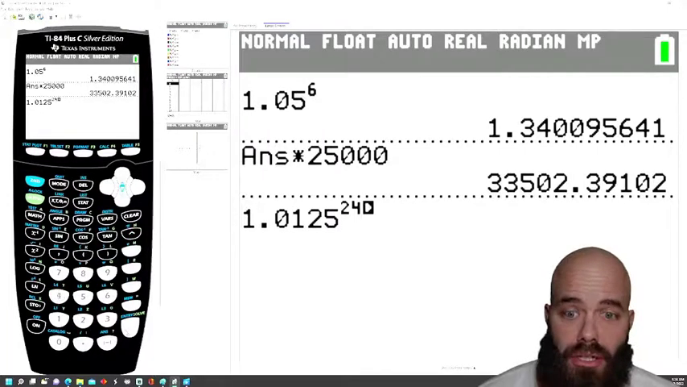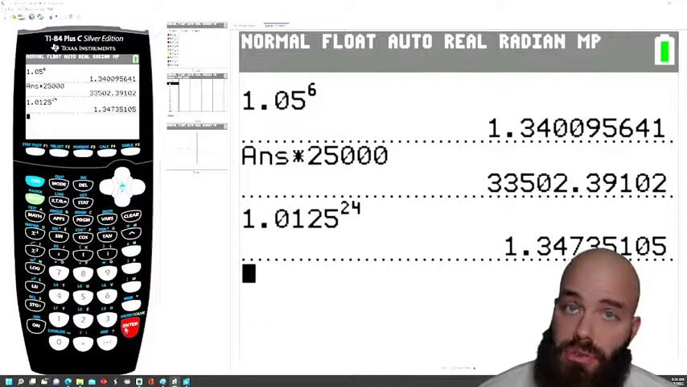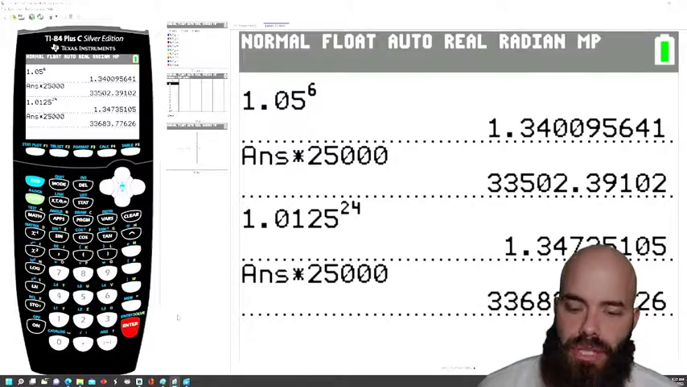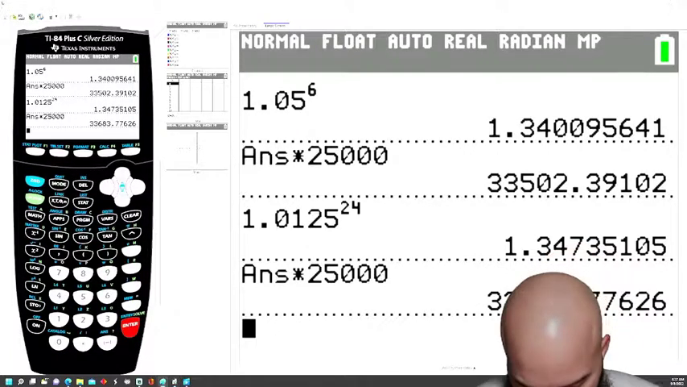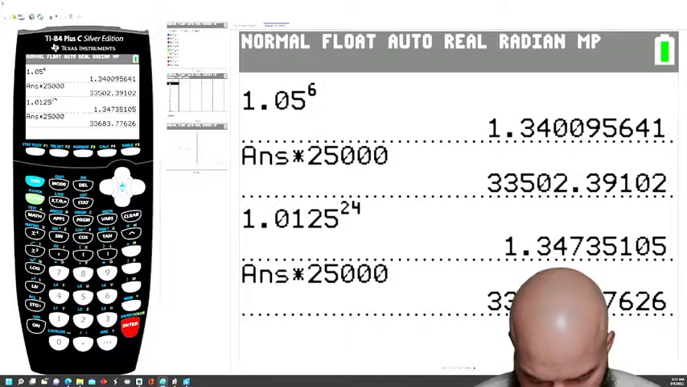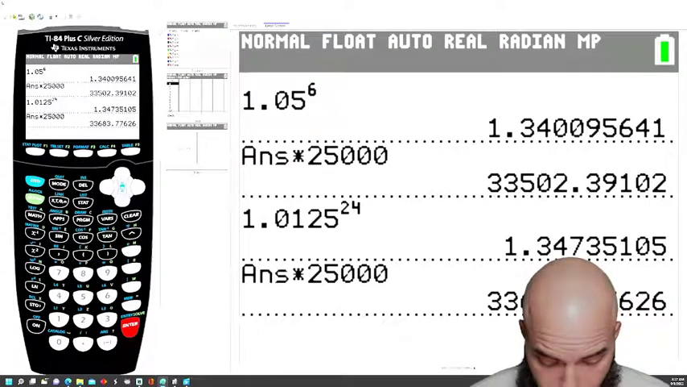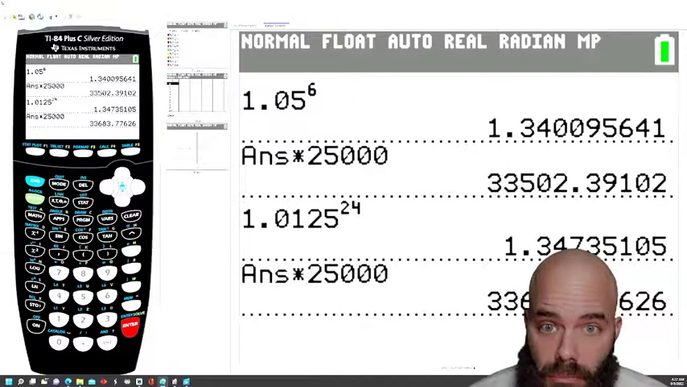Go ahead and hit enter. All right, do not round this value, times 25,000. We get $33,683.78.